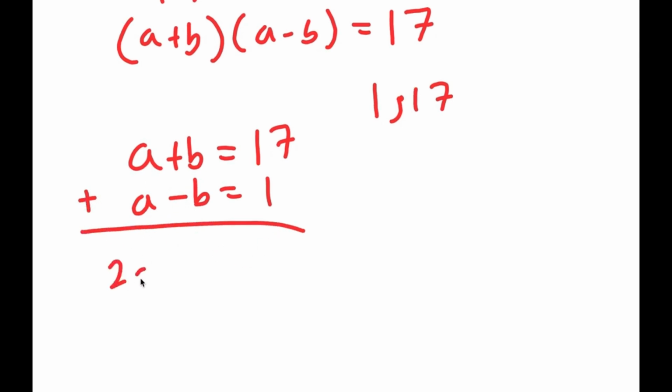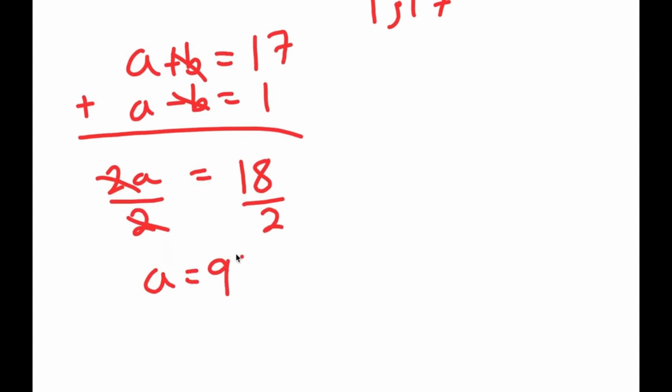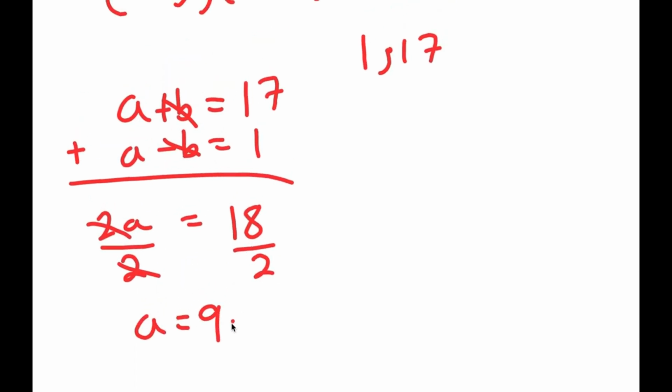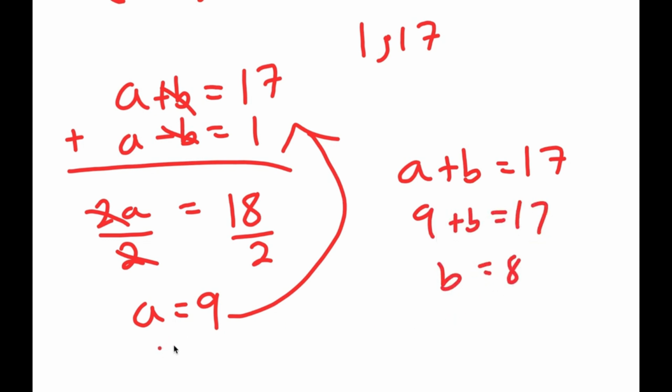So now I'm going to add these two equations together. A plus a is 2a, b minus b is 0, so these two cancel out, and 17 plus 1 is 18. So I get 2a equals 18, and if I divide both sides by 2, I get a is equal to 9. Now I can plug back in 9 for a into my original equation. We could just do either one. I'm going to do a plus b equals 17. If I plug in 9 for a, I get 9 plus b equals 17, meaning b is equal to 8. So a equals 9, b equals 8.